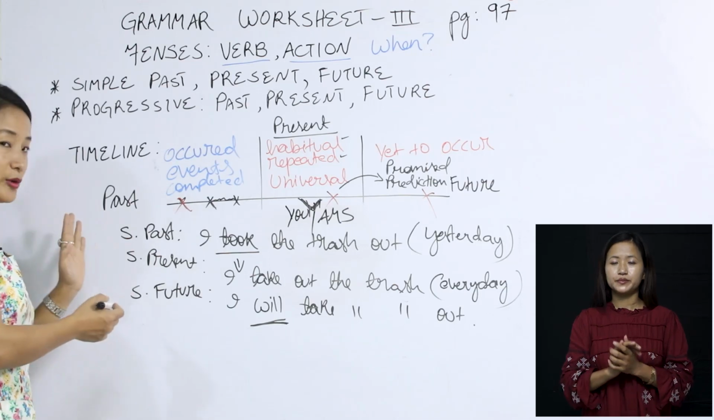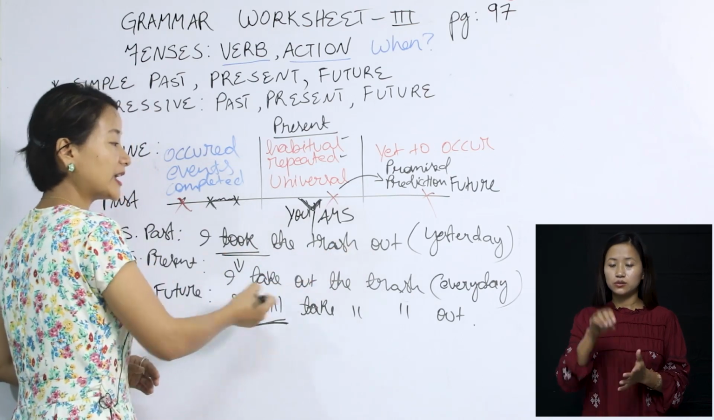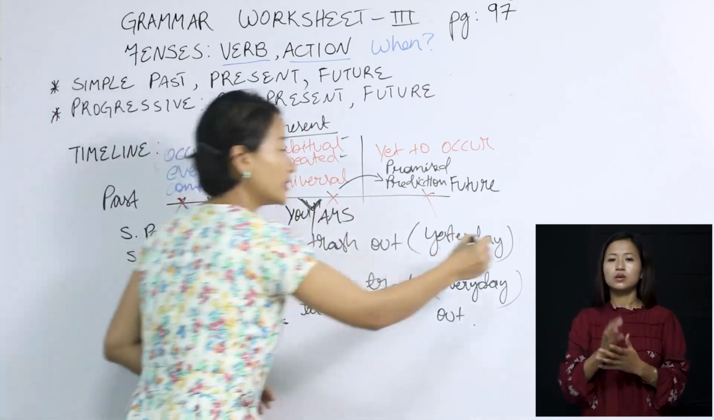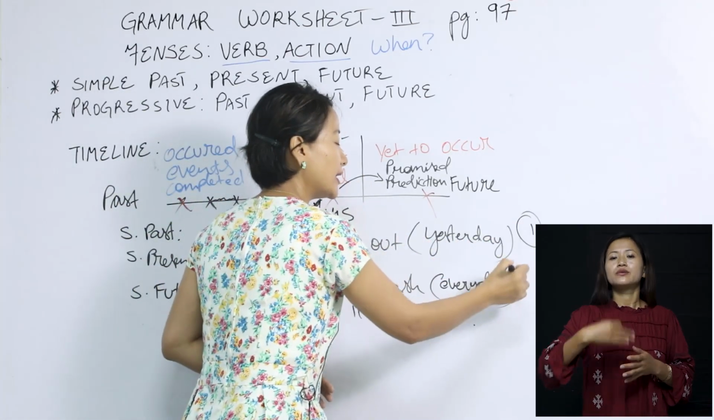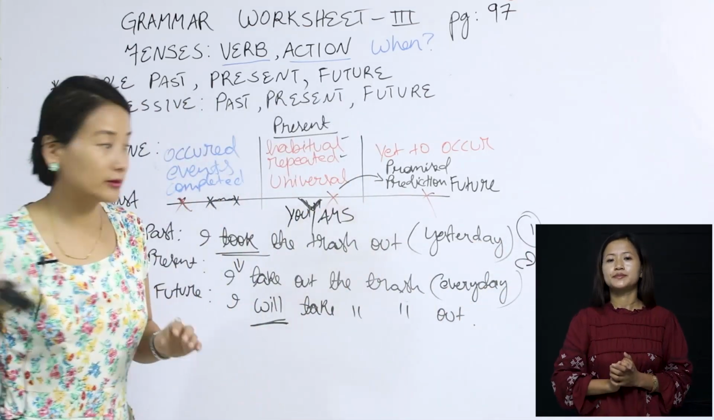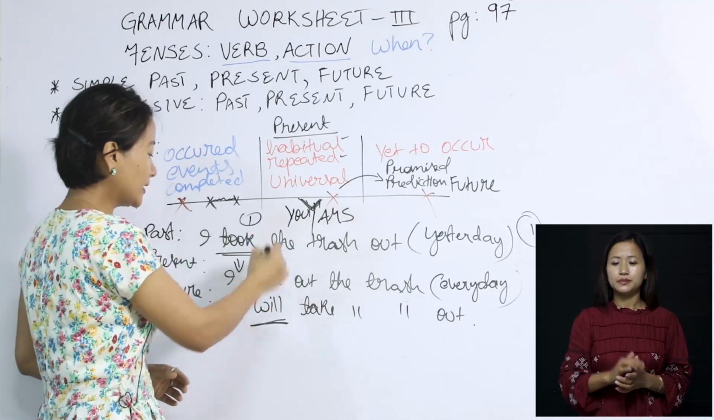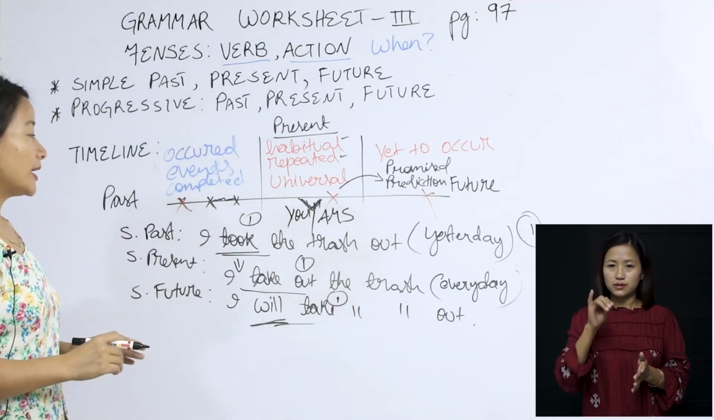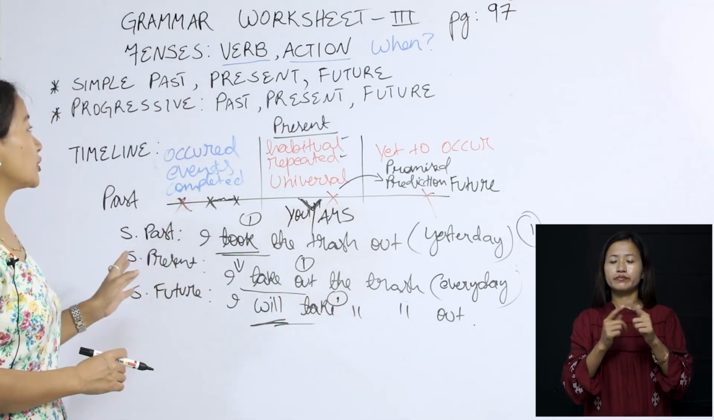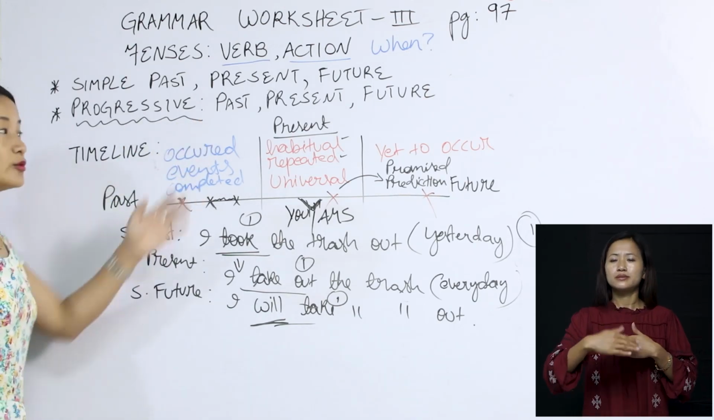And as you can see, in all these three cases, we have only one event: took the trash out, take the trash out, will take the trash out. So in this kind of simple tenses, simple present, past or future, we have only one event. Took one, take one, will take one. So only one event. So that's what we have here. Now we would move on to the progressive, or in other words, we can also say continuous. Past continuous, present continuous, future continuous.